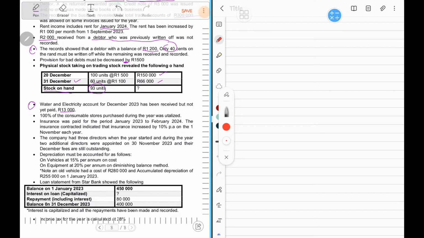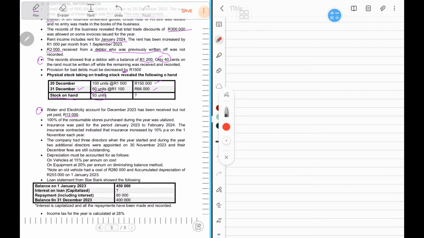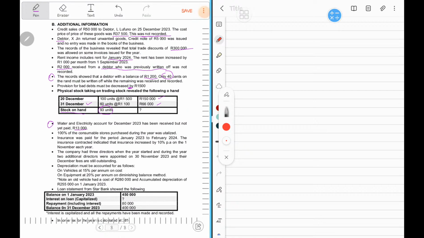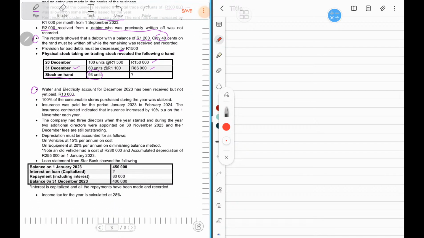Then here we're being told that insurance was paid for the period January 2023 up until February 2024. And remember, our year is ending on 31st of December 2023, meaning that January 2024 and February 2024 do not form part of the financial year. This is a prepaid expense, and prepaid expense, we subtract them. Sorry for saying income received in advance, just that earlier on we saw the one of income received in advance.